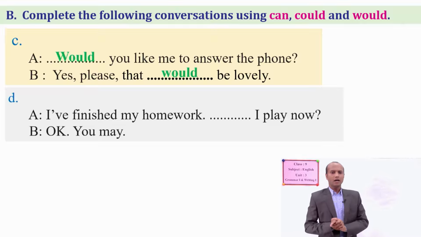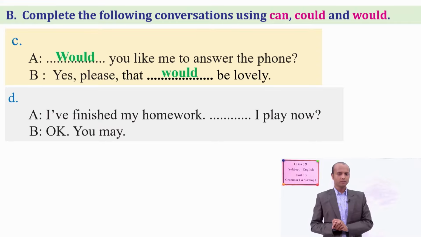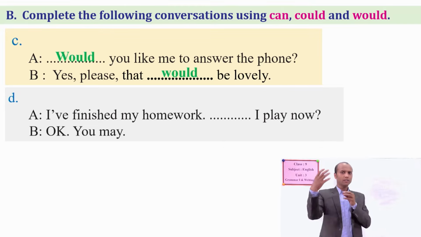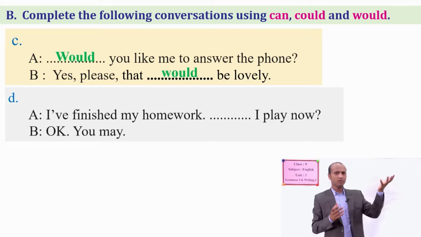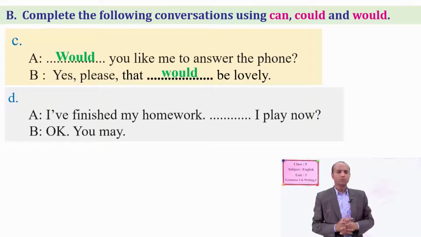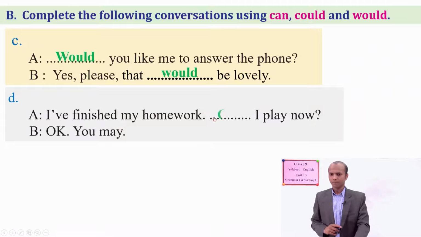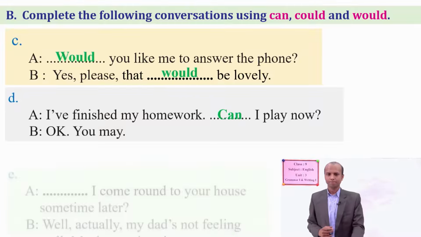Let's see the next number, that is D. A: I have finished my homework. I play now? B: Okay, you may. For example, a boy is talking to his mother, or a girl is talking to her teacher. So this might be good. Can should be there. Can I play now? This is just a plain request.